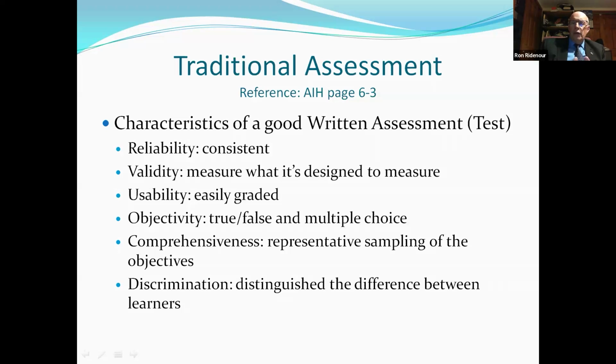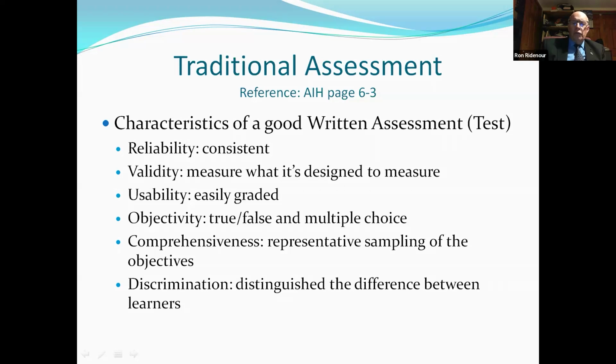Comprehensive, representing a sampling of objectives. Make sure that if you are going to talk about weight and balance, you don't just talk about what arms, moments, and weight are. Talk about the relationship between those to correctly evaluate if the aircraft is safe to fly, and whether it's flying under its maximum gross weight and within its forward and rearward most CG limits.